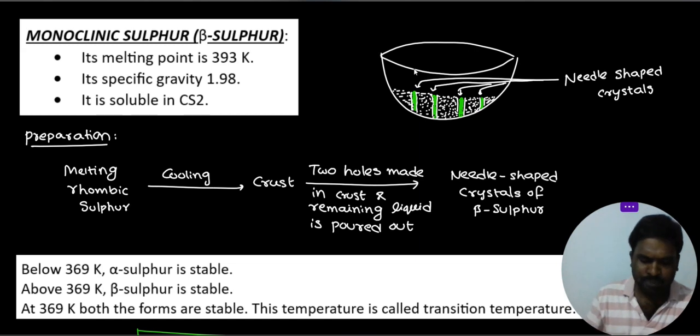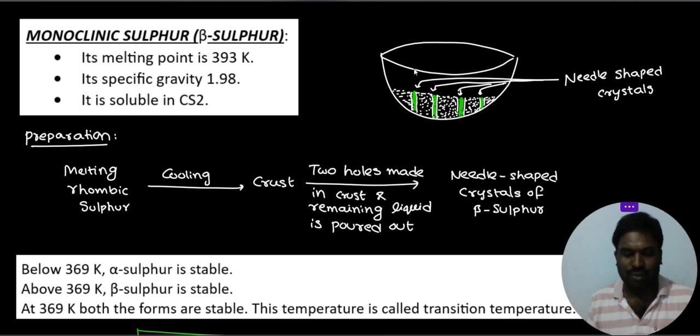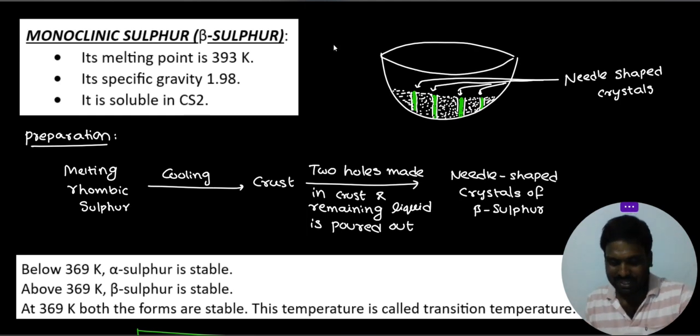Understood? Very important. First, melted rhombic sulfur undergoes cooling, a crust is formed, that is a precipitate-like compound. We can make some holes. Through those holes the remaining liquid we can pour out. Then we get needle shaped crystals of beta sulfur. So this is the preparation.